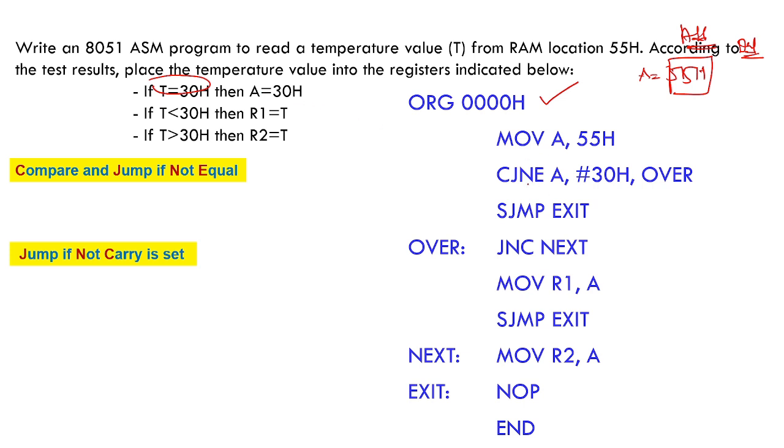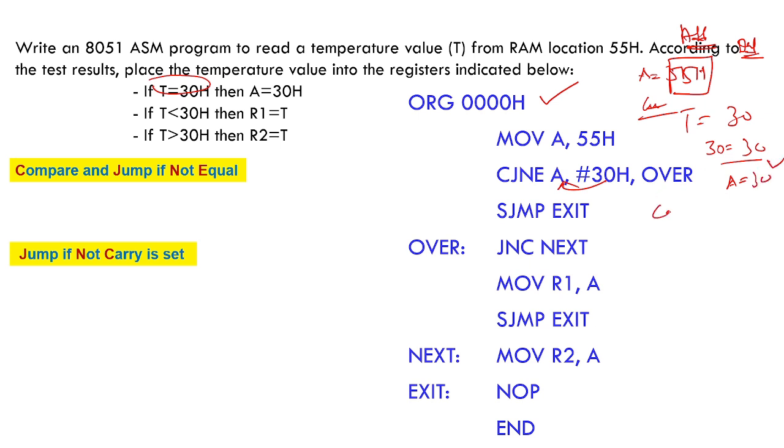See here, CJNE A, #30: 30 is the reference and over is a label. Let me say I am giving the input 30, first case. If your input is 30, we know that 30 is equal to 30. That means the condition is satisfied. So what will it do? Compare and jump if not equal. If it is equal, I need to send it to the accumulator. That's all. Your accumulator holds the data 30. This is the first condition.